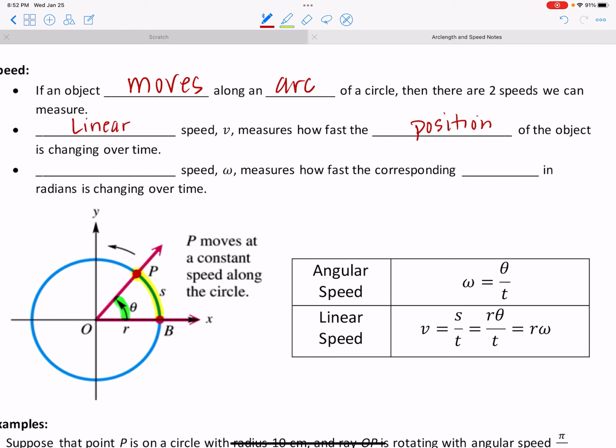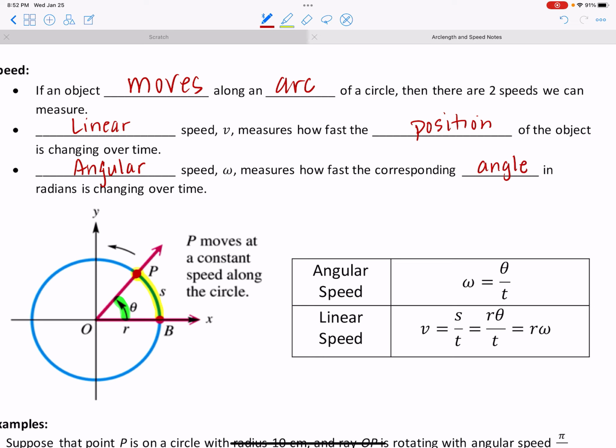Okay. The other thing that's changing is the angle. So not just your position or your distance changing over time, but the angle changing over time. Now how that angle changes over time is what we're going to call angular speed. And angular speed gets another variable. It's that one that looks like a W. That's technically called omega. That measures how fast that corresponding angle, in radians, again in radians, is changing over time.